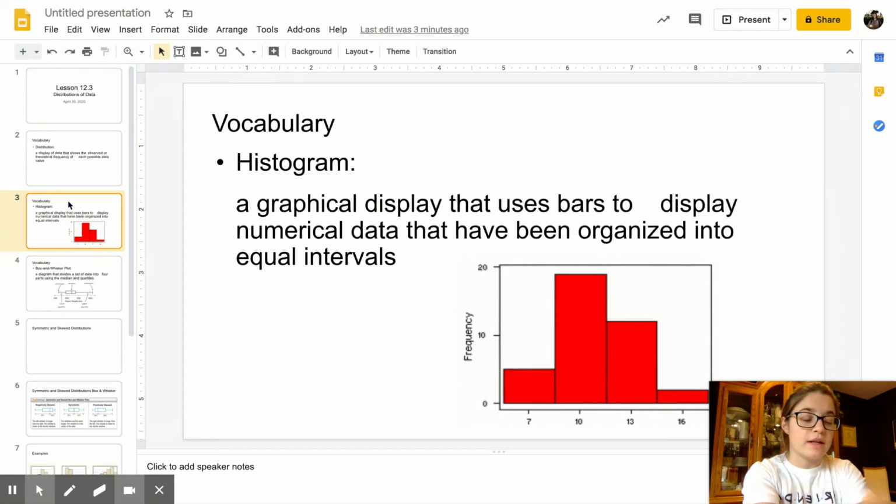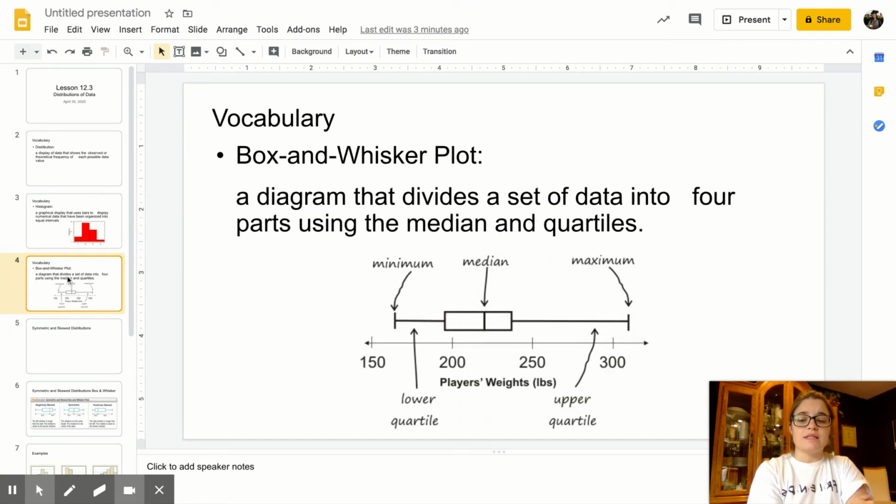This is just a way to display data. It is a graphical display that uses bars to display numerical data that have been organized into equal intervals. So down here is an example of a histogram. Last vocab word is box and whisker plot. It is a diagram that divides a set of data into 4 parts using the median and the quartiles.